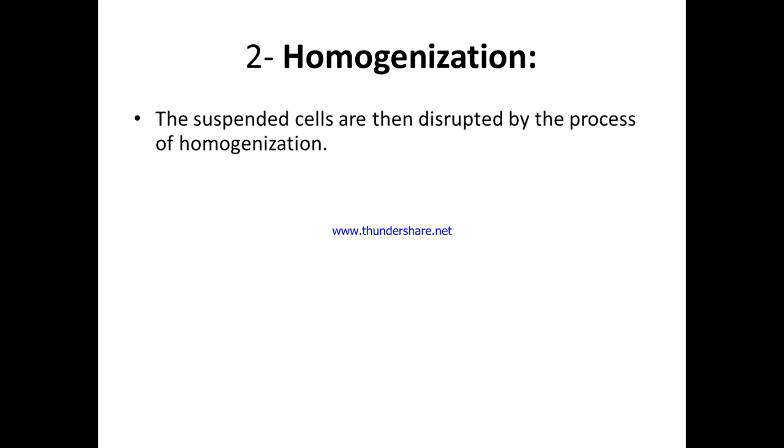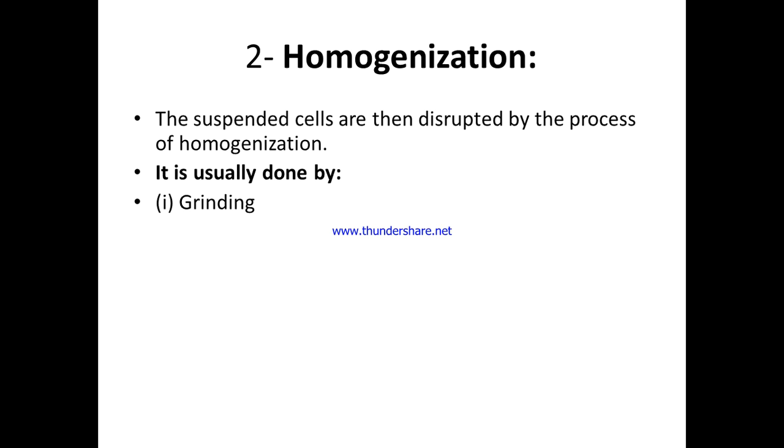The second step is homogenization. The suspended cells are then disrupted by the process of homogenization. We can say the suspended cells are then disintegrated or broken apart by the process of homogenization. And homogenization is usually done by grinding, high pressure French press or nitrogen pump, osmotic shock, or sonication, which is ultrasonic vibration.